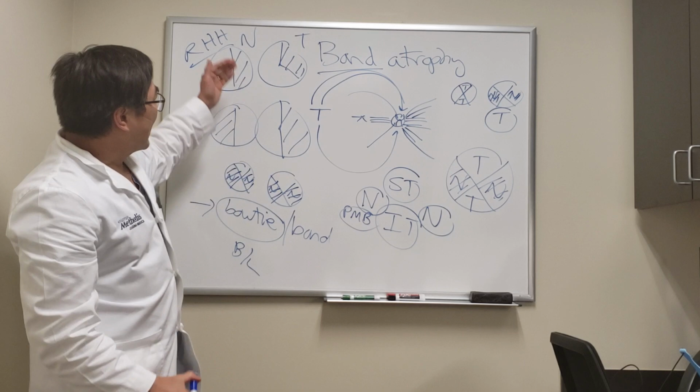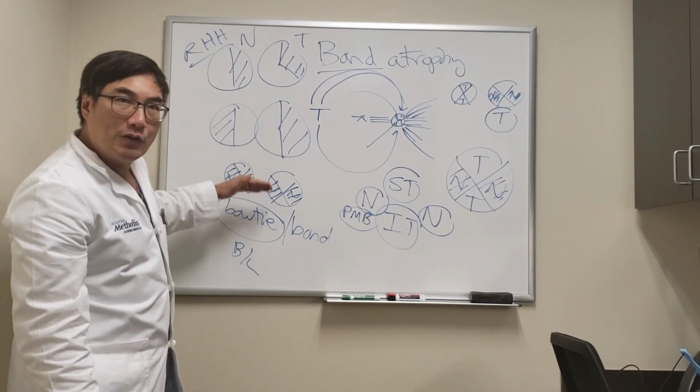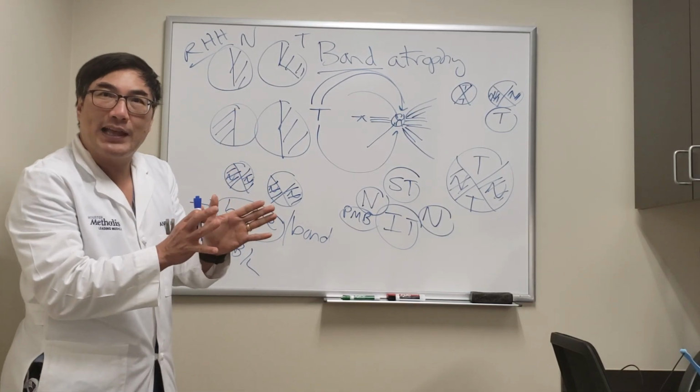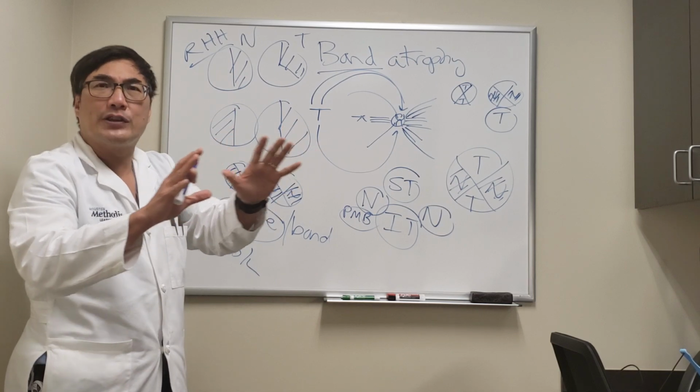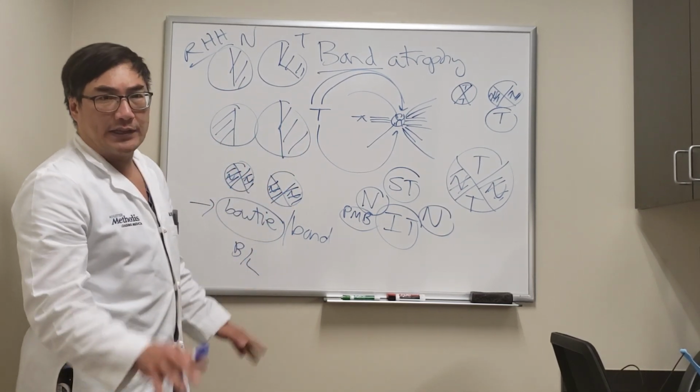So if you see band atrophy in one eye, look for homonymous hemianopsia. If we see band atrophy in two eyes, look for bitemporal hemianopsia. They both localize to the exact same place, the chiasm or the optic tract. And 98% of the time, band atrophy is going to be a tumor.